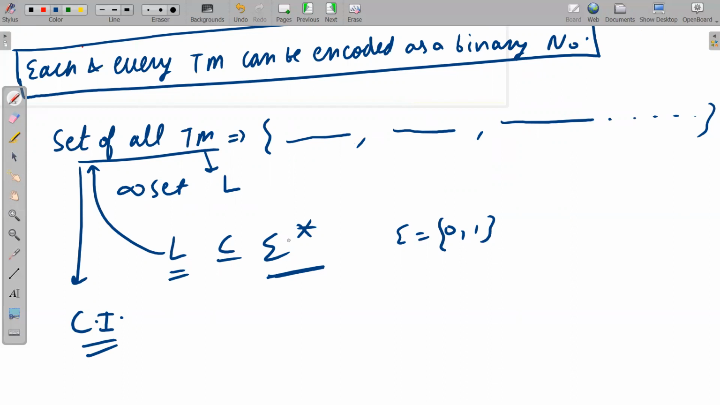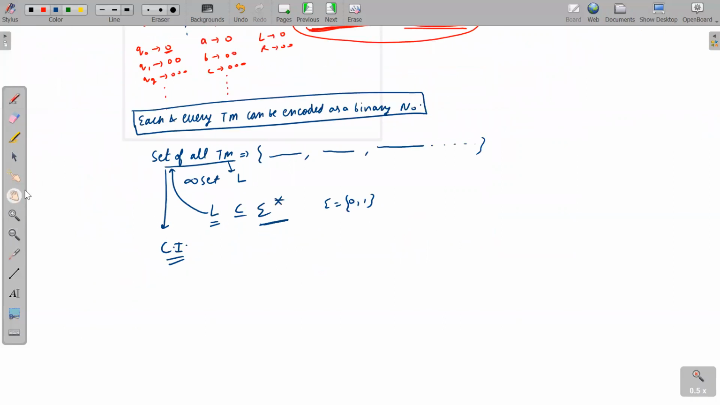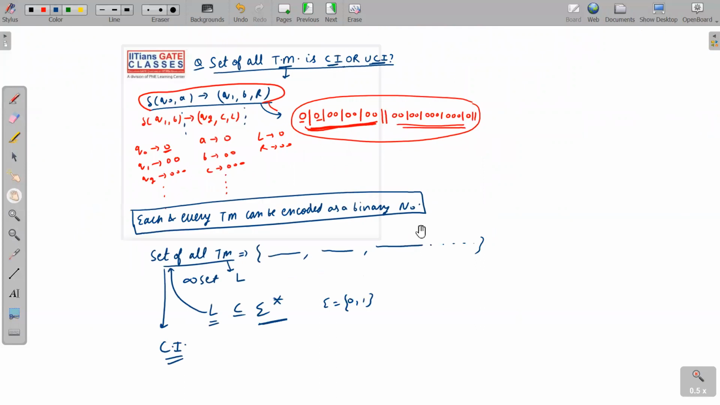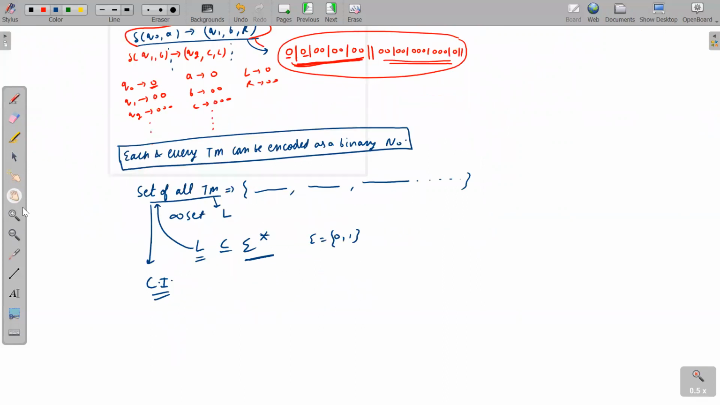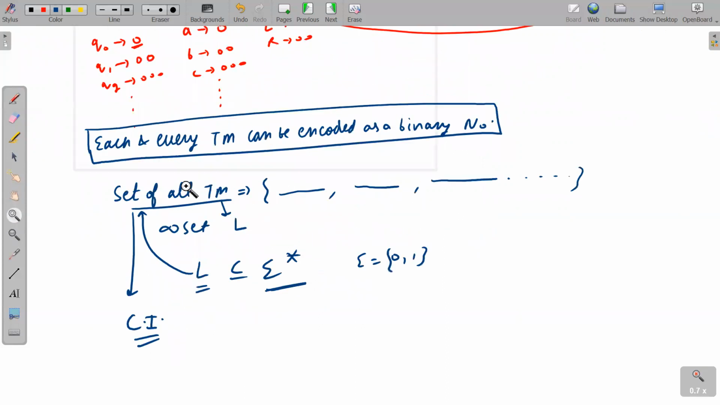I have already told you in the previous class. So hence, the set of all Turing machines will be countably infinite. This is a very, very important point, and it has been asked many times in GATE as well as UGC-NET exam. Please try to note it down carefully. So the set of all Turing machines is countably infinite. Now I want to tell you one more important thing.